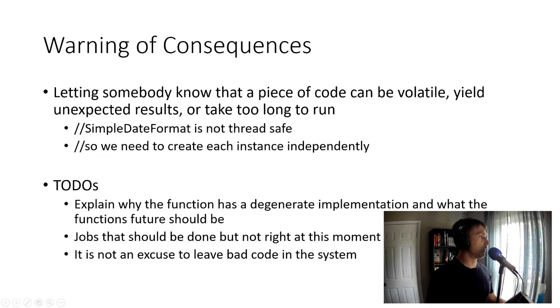So, warning of consequences. Uncle Bob writes, letting somebody know that a piece of code can be volatile, yield unexpected results, or take too long to run. So, again, another use case for comments. Sometimes you want to let people know that a piece of code might not yield what you're expecting it to yield, or it might take too long to run.